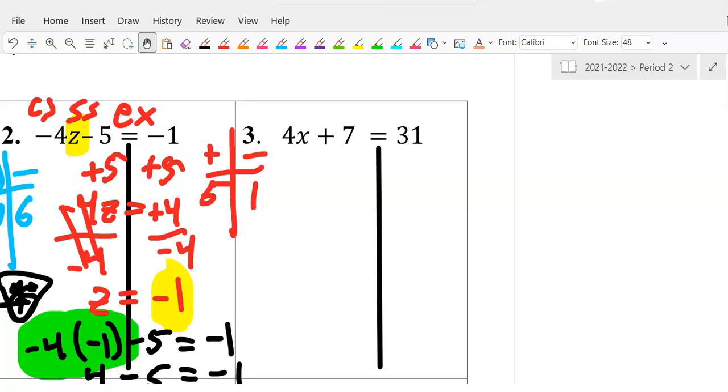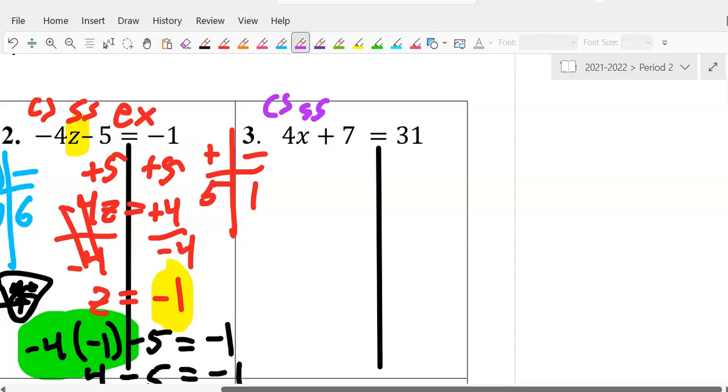What do you do first? You do the superstar co-star. Okay. Who's the superstar? X. Who's the co-star? 4. Okay, and who's the extra? 7. Co-star, okay, good. What do we do now? You negative 7 on both sides. Negative 7 on both, because if you do it on one side, you do it on the other. And then you get 24.